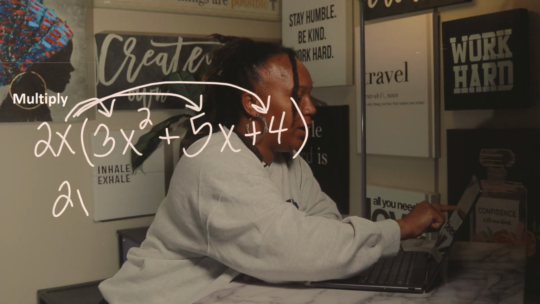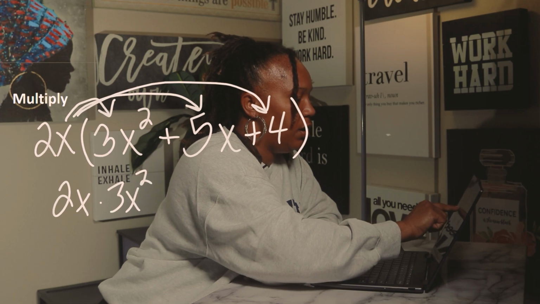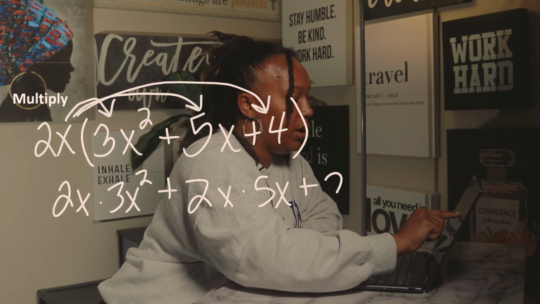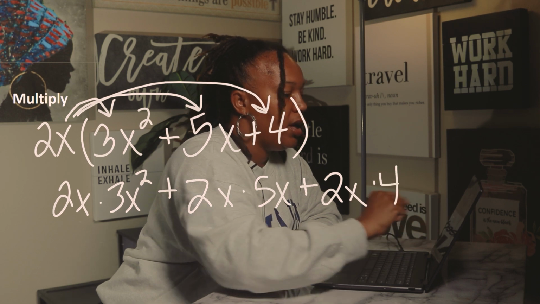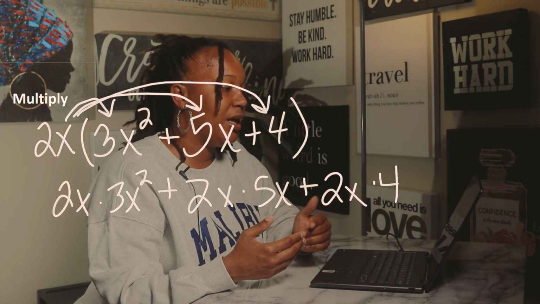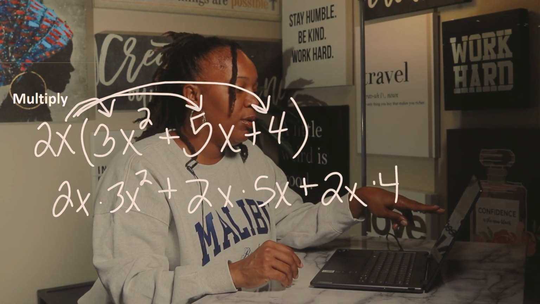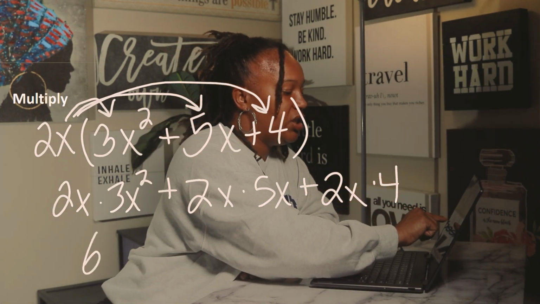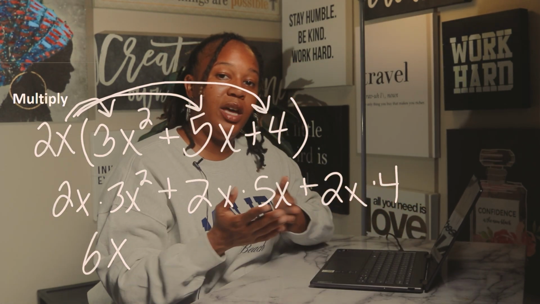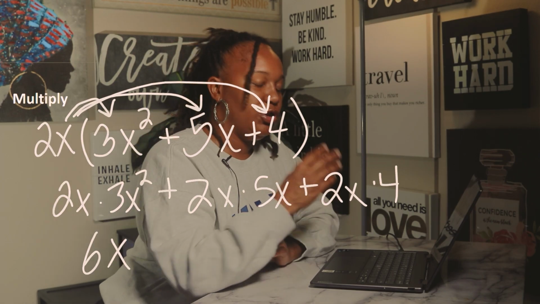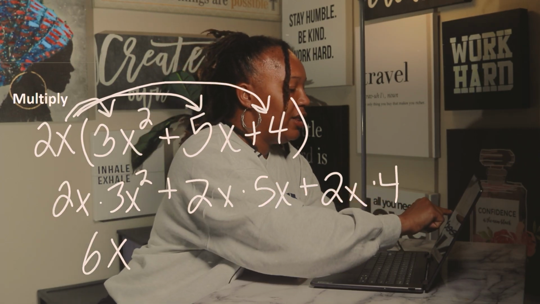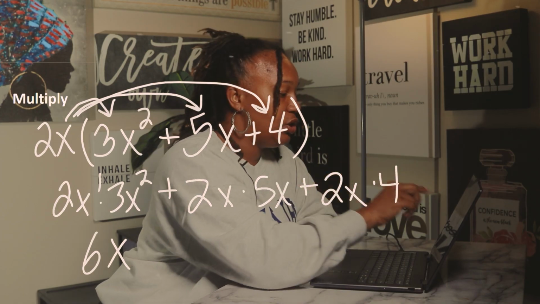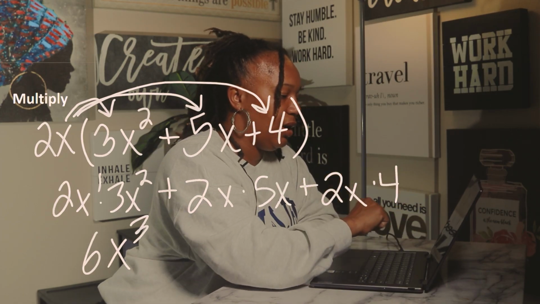That's going to be 2x times 3x squared plus 2x times 5x plus 2x times 4. And you'll multiply each of those and you'll combine like terms. So remember, when you have a monomial times a monomial, you multiply the two numbers. So you multiply 2 and 3, which is 6, and then you combine the variable by adding the exponents. And this is an x, which is just x to the first power. So that'd be 1 plus 2, which is x to the third, all right?